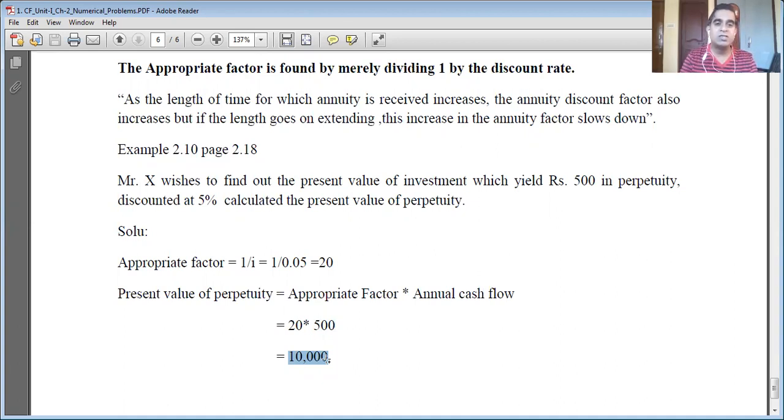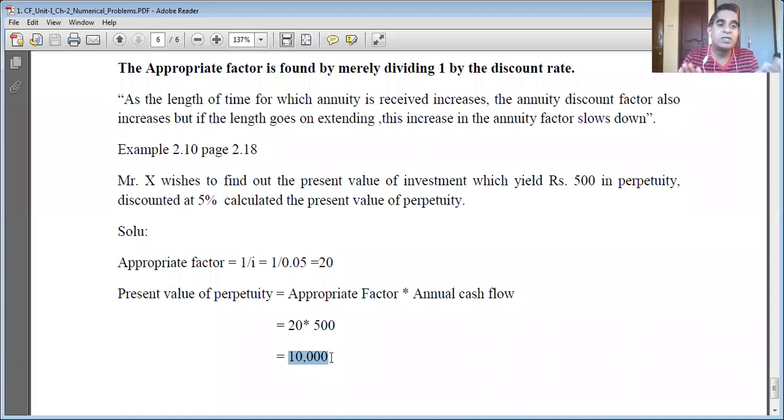Now, Mr. X knows that if he makes this investment, he is going to receive 500 rupees for some indefinite period of time. But we can find out now the present value of this 500 rupees to be received in future over an indefinite period of time, which is nothing but a perpetuity. The perpetuity of 500 rupees to be received in future for an indefinite period of time is 10,000 rupees.